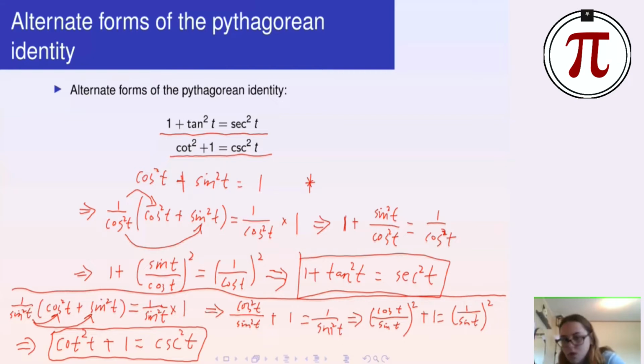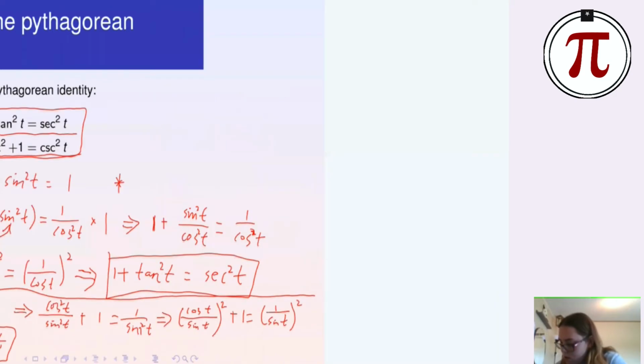So these are the two. We need to know how to use them and memorize them. This is very important.